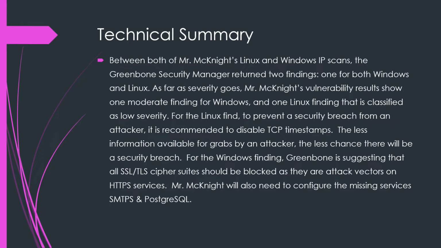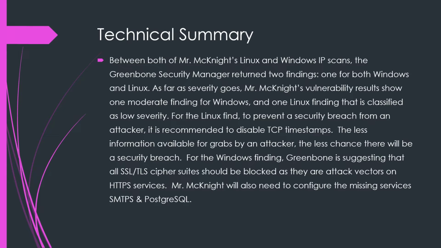Okay, technical summary. Between both Mr. McKnight's Linux and Windows IP scans, the Greenbone Security Manager returned two findings, one for both Windows and Linux. As far as severity goes, Mr. McKnight's vulnerability results show one moderate finding for Windows and one Linux finding that is classified as low severity. For the Linux finding, to prevent a security breach from an attacker, it is recommended to disable TCP timestamps. The less information available for grabs by an attacker, the less chance there will be for a security breach.